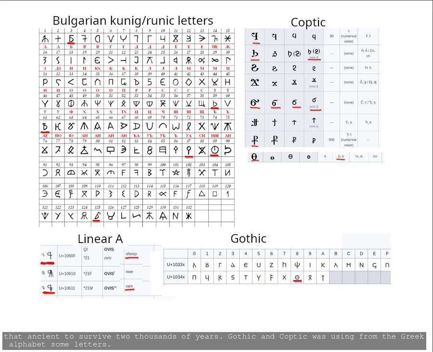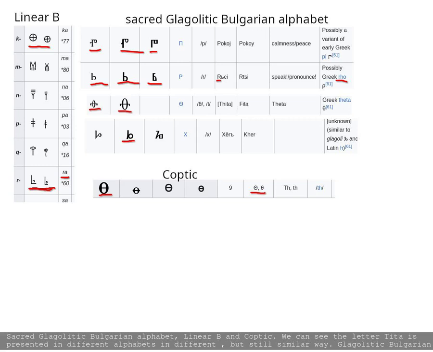Gothic and Coptic were using some letters from the Greek alphabet. Sacred Glagolitic Bulgarian alphabet, Linear B, and Coptic. We can see the letter Theta is presented in different alphabets, in different, but still similar ways. The Glagolitic Bulgarian alphabet was having many letters from Linear A and Linear B alphabets, and some of those are related to the god, as you can see.